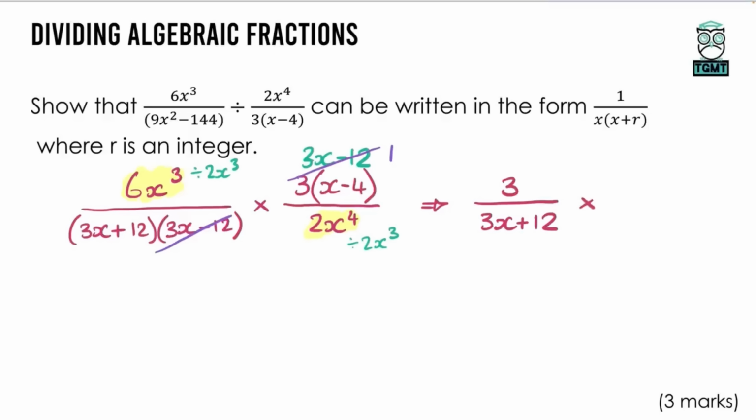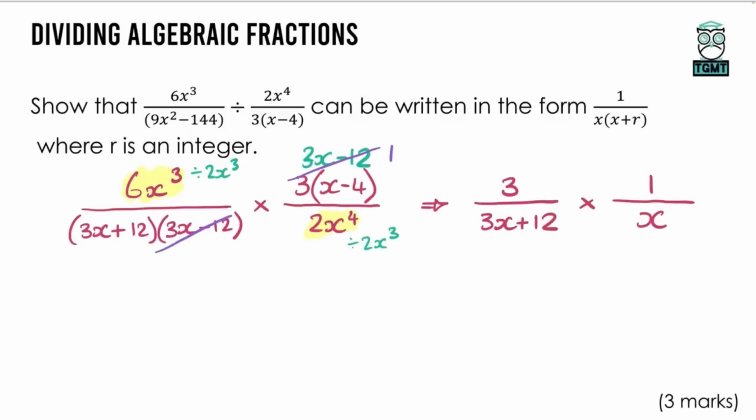We're going to multiply that, and on the right fraction we have 1 on the top as we've cancelled off that 3x minus 12. And on the bottom, we have 2x to the power of 4 divided by 2x to the power of 3. Well, that just is x, as it's x that you have to times by 2x cubed to get to 2x to the power of 4. So that's what we're left with.